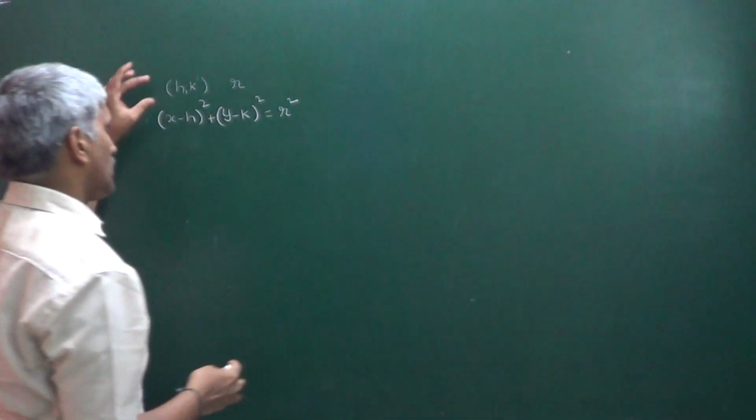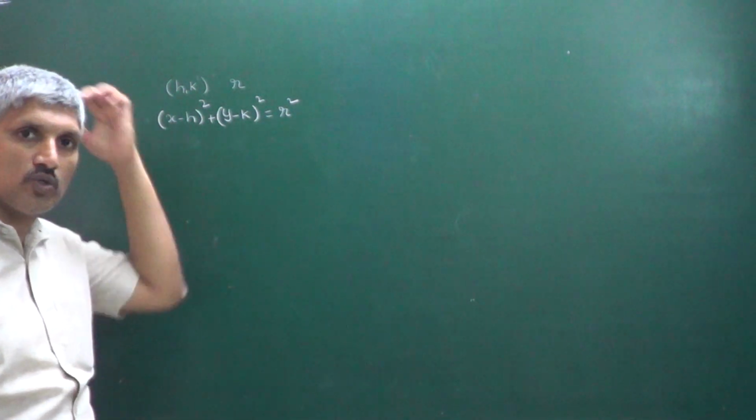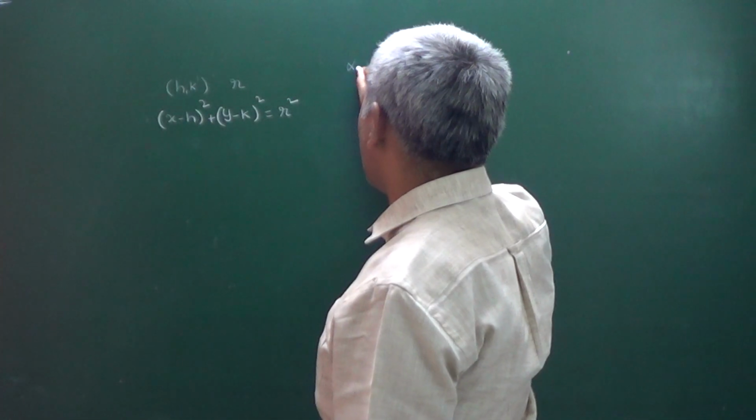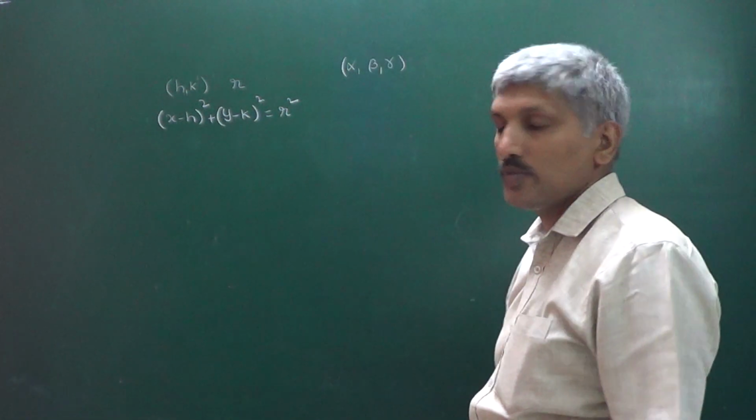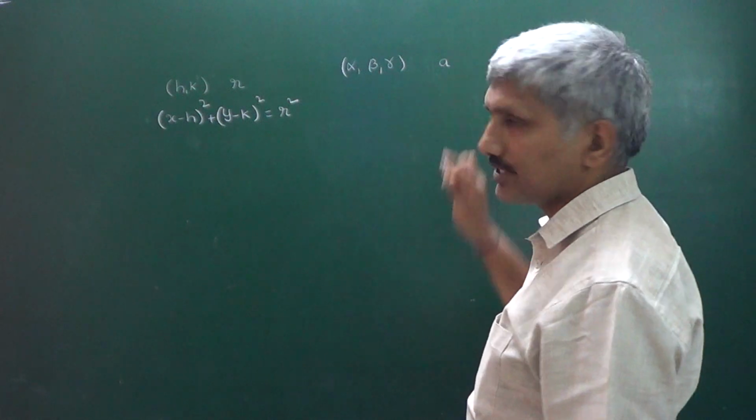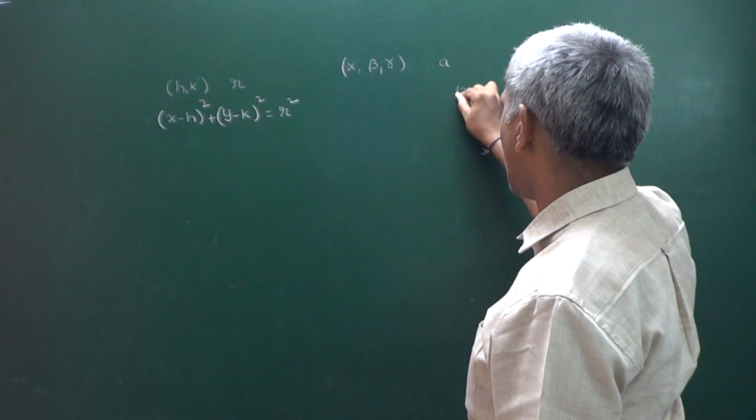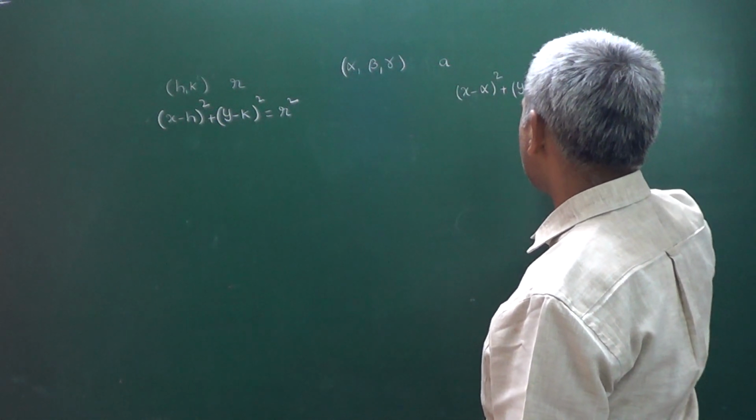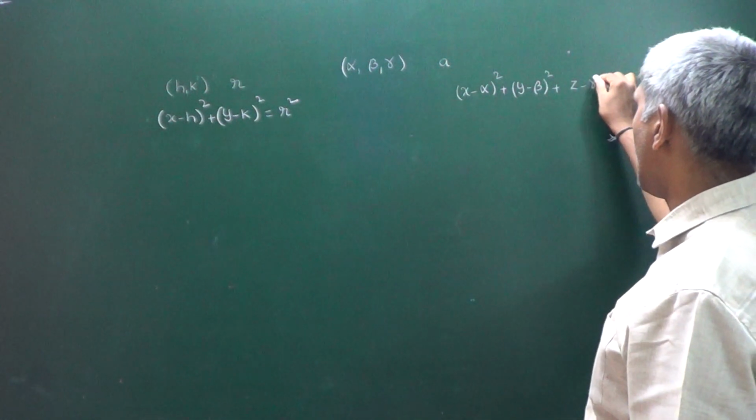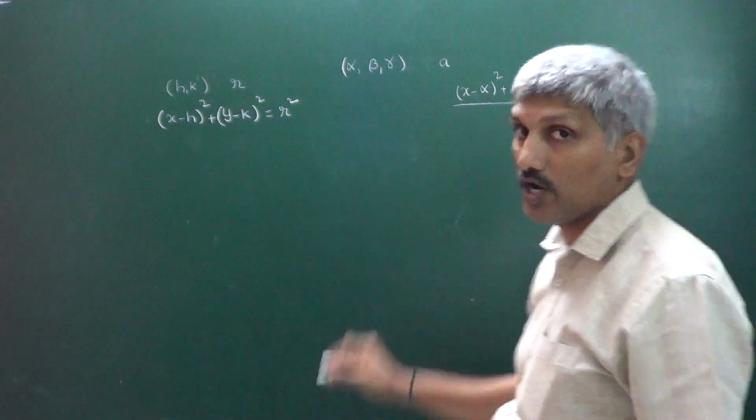If (h, k) is the center and r is the radius, then the circle equation is (x minus h) whole square plus (y minus k) whole square is equal to r square. If (alpha, beta, gamma) is the center of the sphere and a is the radius, then the equation of the sphere is given by (x minus alpha) whole square plus (y minus beta) whole square plus (z minus gamma) whole square is equal to a square. That is the equation of the sphere.